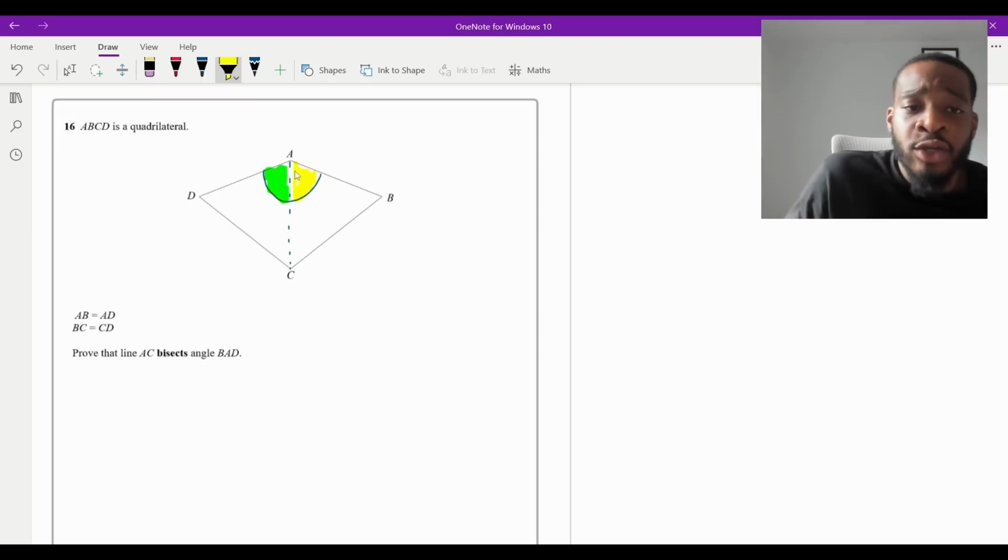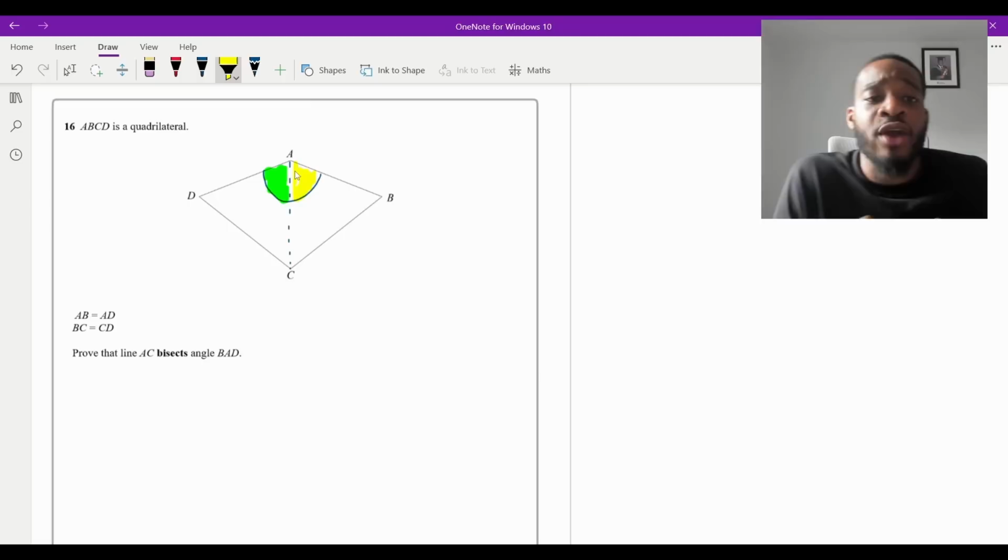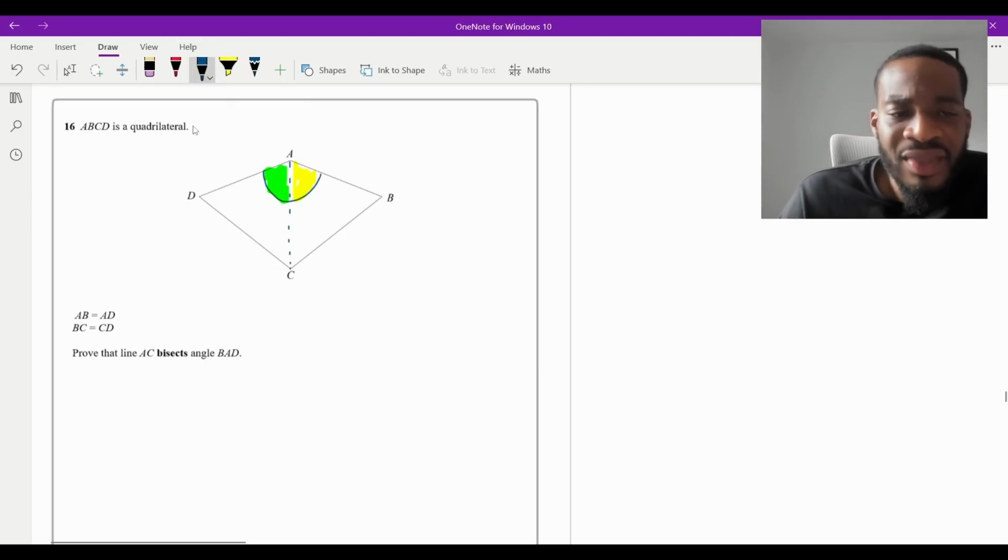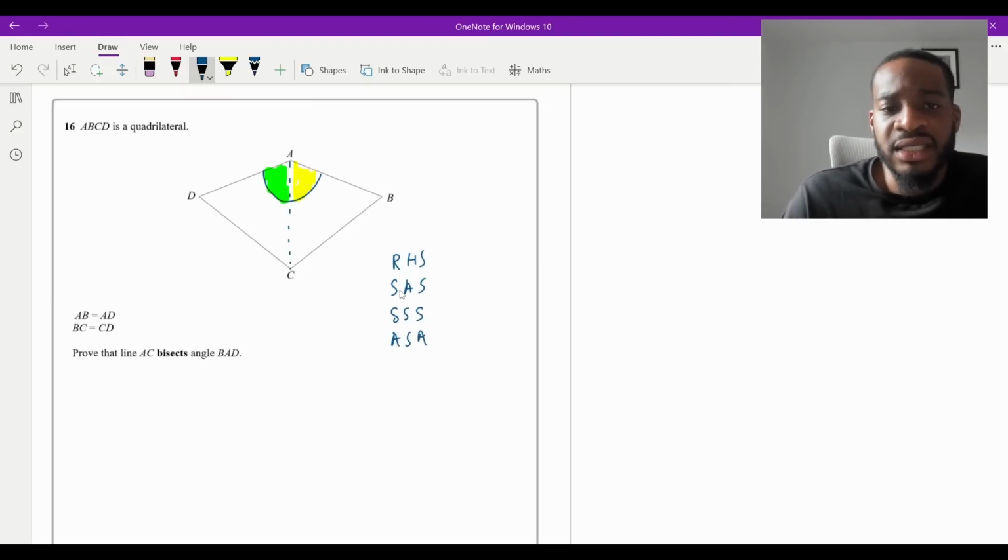So let's see if we can prove that these 2 triangles are congruent. Now, what about the information given in the question? And even before that, remember your four different types of congruence. Let me write here. You'll have RHS, SAS, SSS, and ASA. This is right angle hypotenuse side, this is side angle side, this is side side side, and this is angle side angle. So to prove congruence, we need to show that it's one of these four.